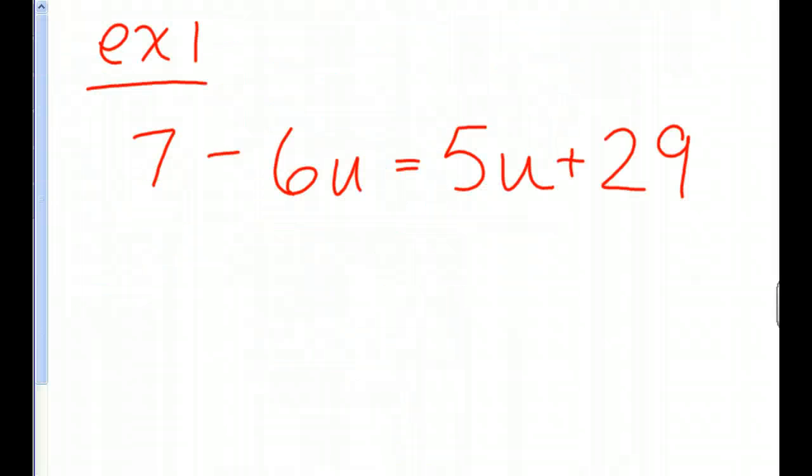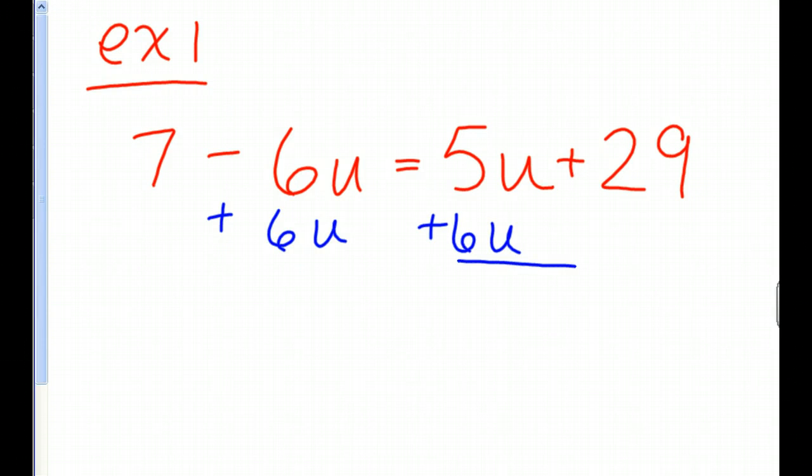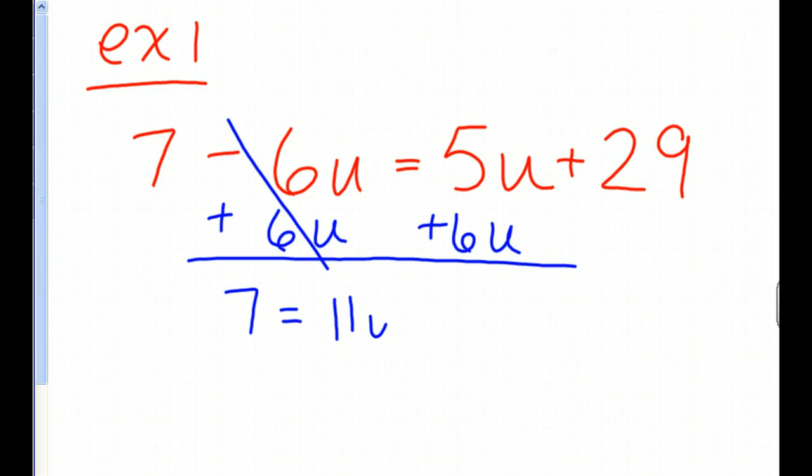So let's go to our example number 1. Well, now we have 7 minus 6u equals 5u plus 29. We want to get all of our variables to one side. So what I'm going to do is add 6u to this side, so I'd add 6u to this side. This cancels. I get 7 equals 5u plus 6u is 11u plus 29.